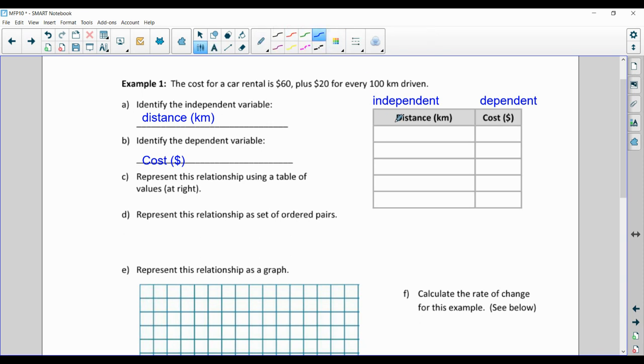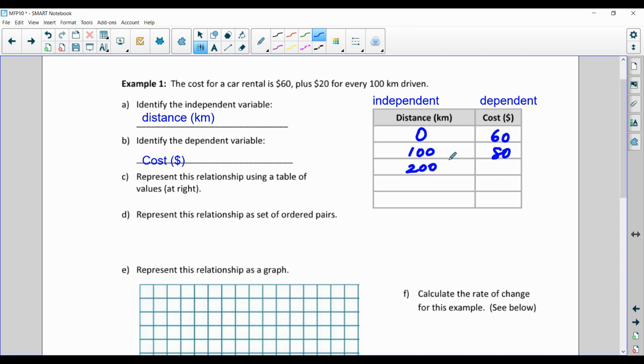Okay, so let's go ahead and start filling this out. So the easiest to start with is almost always 0. So if you travel 0 kilometers, how much would it cost you? Well, the rental itself still costs you $60. If we went 100 kilometers, let's make it easy. Let's go the even 100. Then we would have to go up by $20, which means we would have a cost of $80.